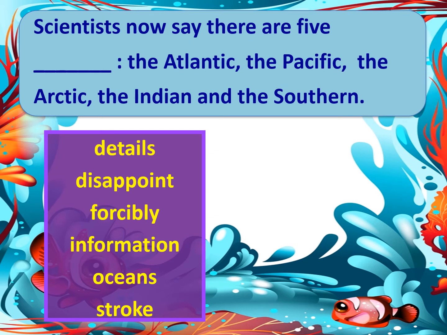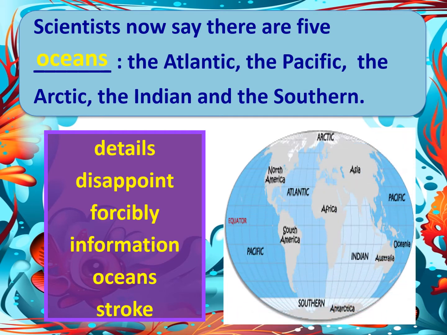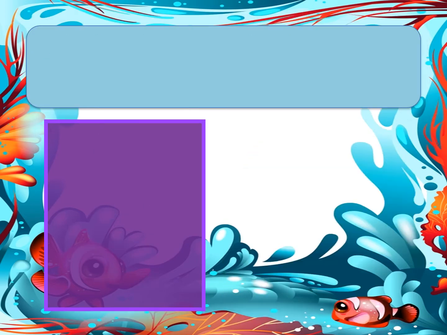Now you need to complete the sentence and choose the correct answer. Choose the right vocabulary from the choices in the box. Now, scientists now say there are 5 oceans: the Atlantic, the Pacific, the Arctic, the Indian, and the Southern. There you go. Oceans. Number 2.